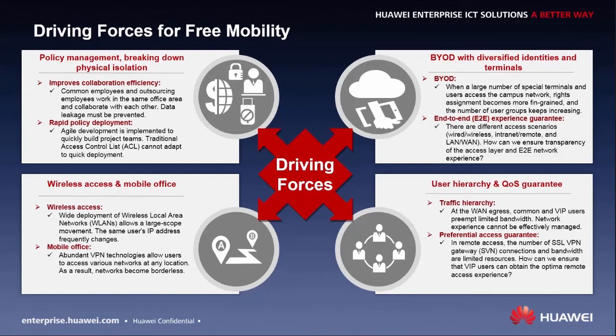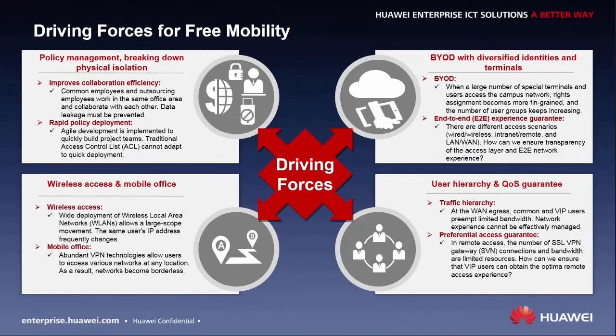However, after BYOD is introduced, the terminal type, terminal ownership, and access location can be used as dimensions for dividing users. As a result, an enterprise may have dozens or even hundreds of types of users. If traditional dynamic VLAN and dynamic ACL technologies are used, the number of pre-configured VLANs on network devices and that of reserved IP address segments will multiply, increasing network deployment and maintenance difficulty.